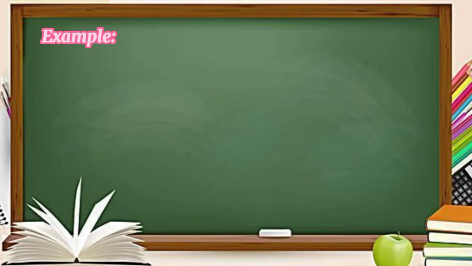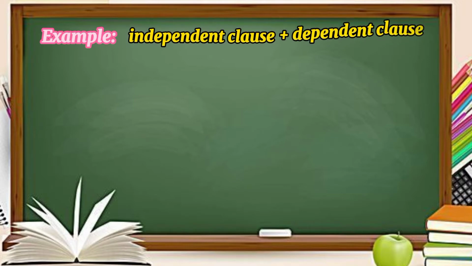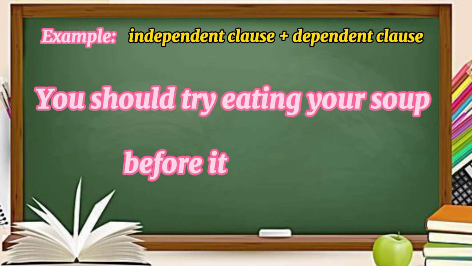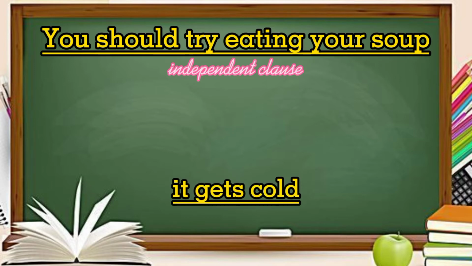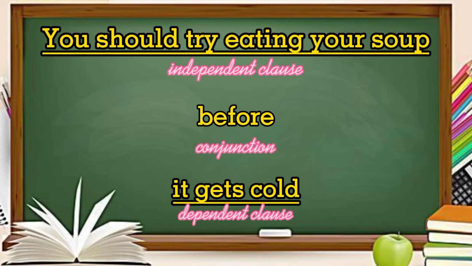Here is another example that has one independent clause and one dependent clause. You should try eating your soup before it gets cold. This sentence has one independent clause and one dependent clause. One can stand alone and the other cannot stand alone. You should try eating your soup is an independent clause, while it gets cold is a dependent clause. When a conjunction is used, the clauses become one sentence.